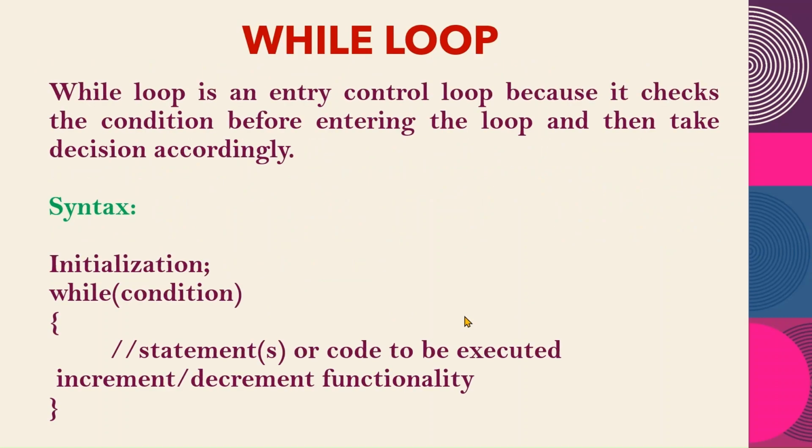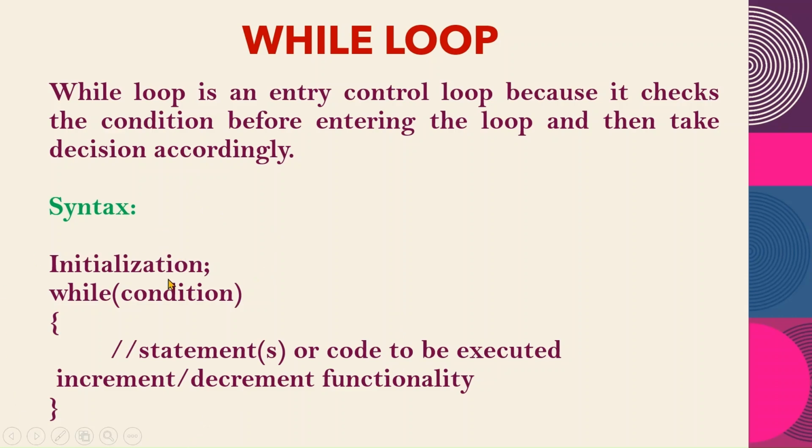Now coming to while loop. So while loop is an entry control loop because it checks the condition before entering the loop and then takes a decision accordingly. As we are done with the for loop, which is also an entry control loop, the while loop is also an entry control loop because the condition is checked before entering into the loop. If the condition is failed, we just skip out of the loop. We don't enter into the loop.